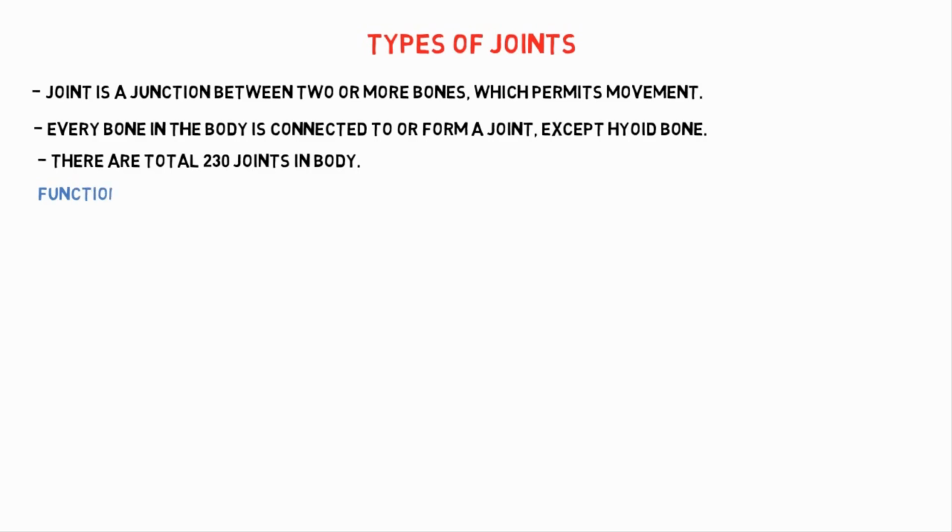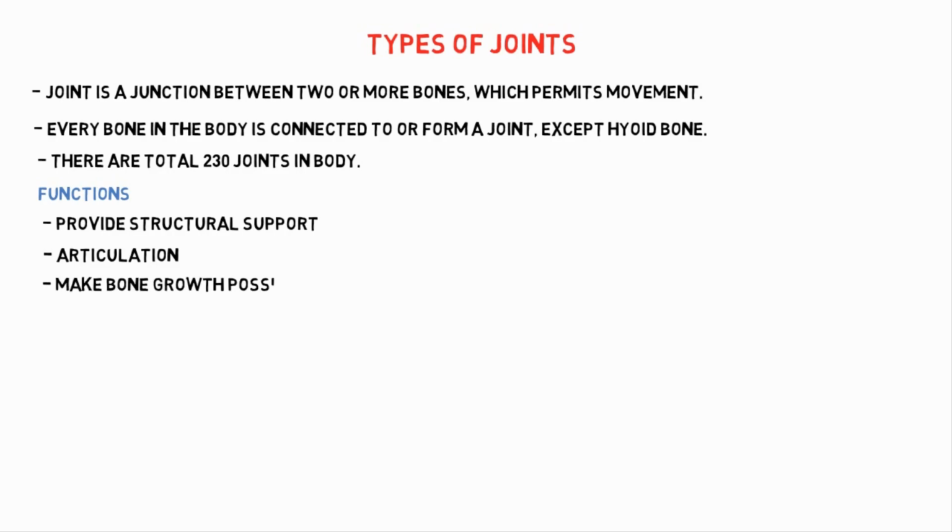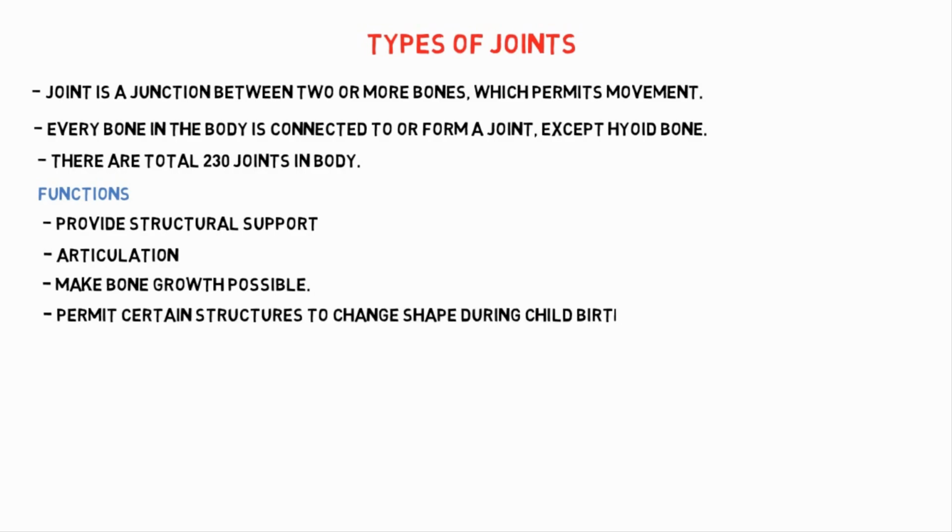Coming to the functions of joints, it provides structural support. That means it holds the skeletal bones together. Next is articulation. It allows the skeleton some flexibility, that means movement. Next, it makes bone growth possible. Also, it permits certain structures to change shape during childbirth. Example, pubic symphysis. Coming to the classification of joints, they are classified into structural and functional.